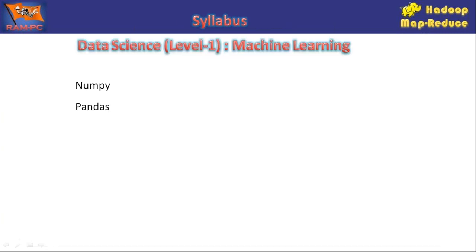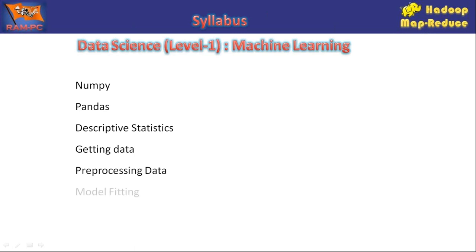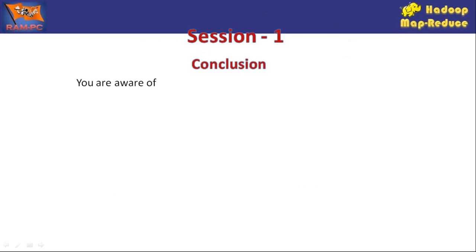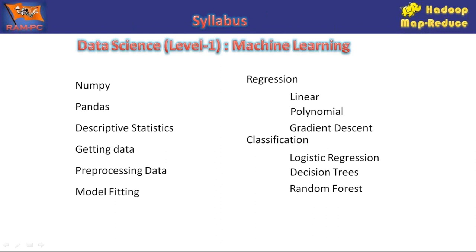Now what we will cover: of course basic Python, and then NumPy, and then Pandas, and then descriptive statistics. We will cover getting data, pre-processing of the data, model fitting, and then regression. In regression, linear, polynomial, and gradient descent will be covered, and then classification: logistic regression, decision trees, and random forest. Also we will cover deep learning concepts. Those were not mentioned in this syllabus, and the detailed syllabus will be sent to you.